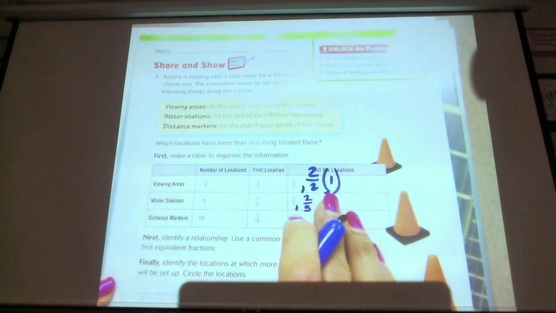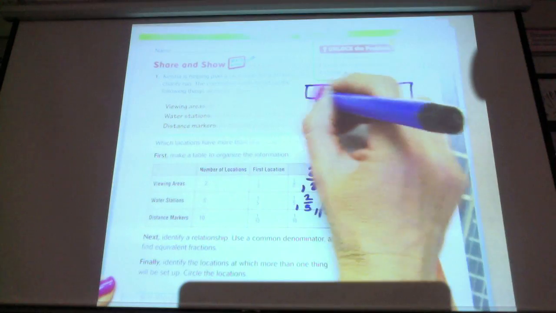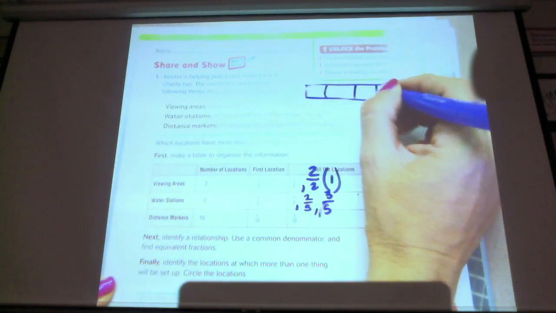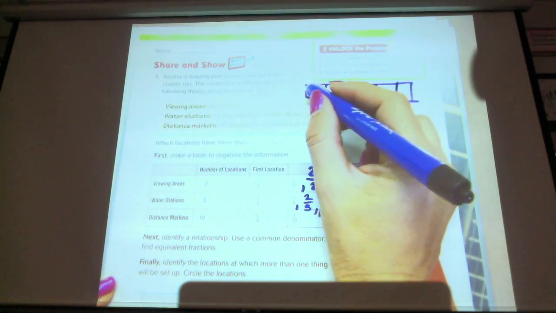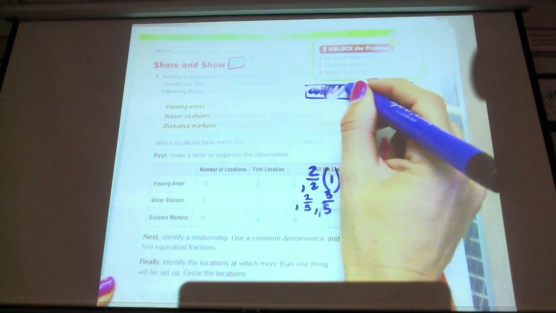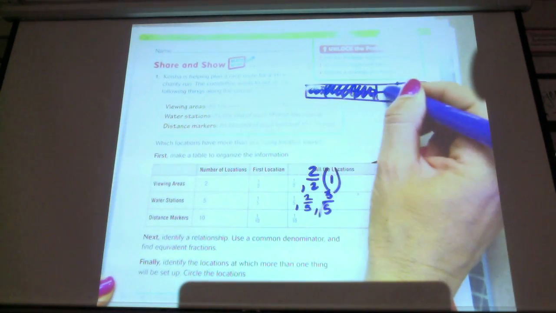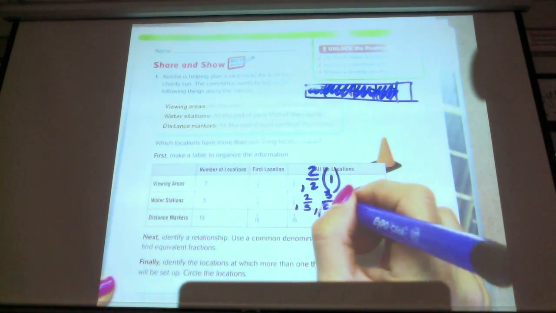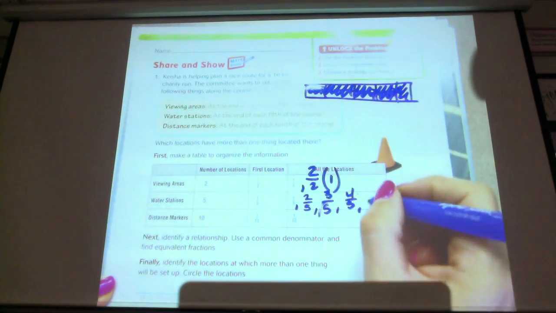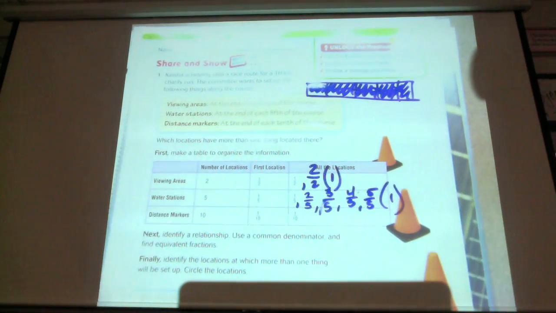Let's look at what this looks like. If this is my track, and I've divided it into fifths, I get to here, that's 1/5. This would be 2/5. Now I'm at 3/5, and then I'm at 4/5, and then I'm at 5/5, which is 1 whole. Okay.